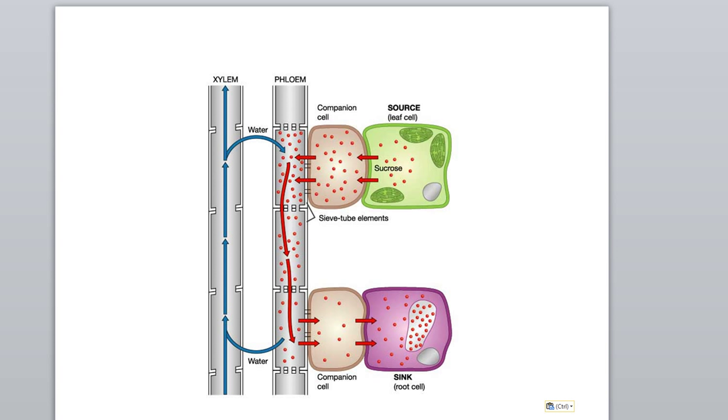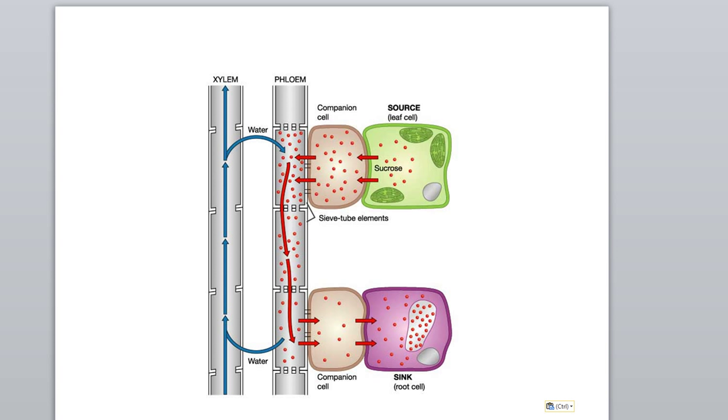The xylem transports water and minerals from the roots to the leaf cells, whereas the phloem transports sugar from the leaf cells to the root cells. In this video, I'm going to focus more on the phloem. And the way that the phloem transports sugar is known as the pressure flow hypothesis.